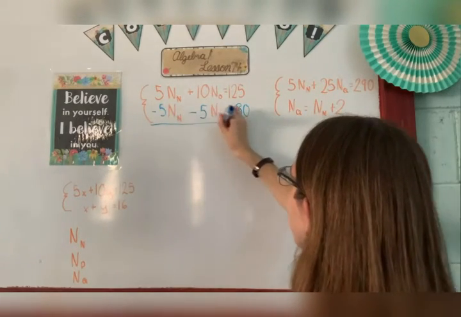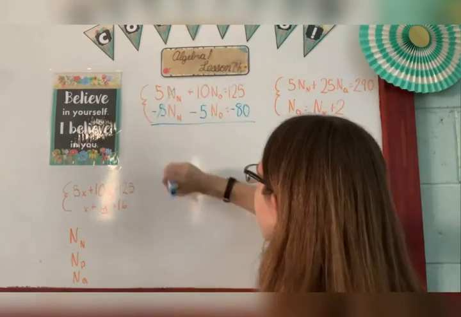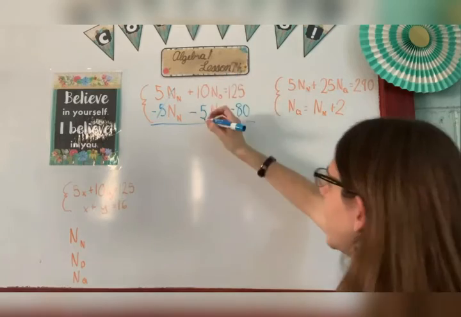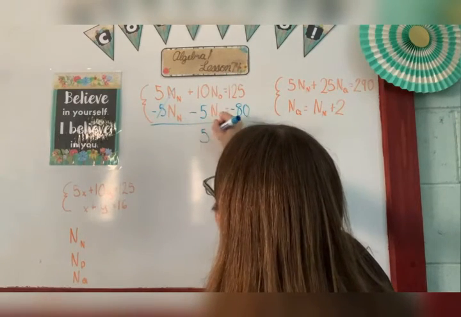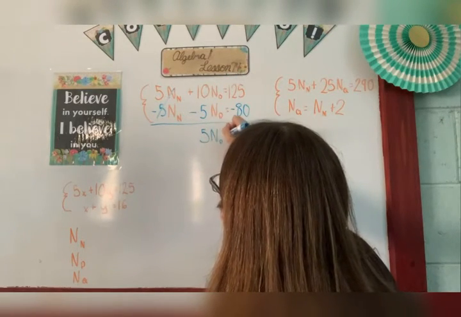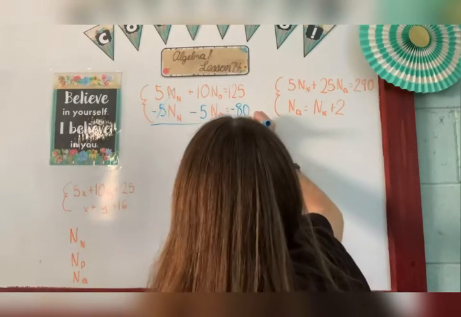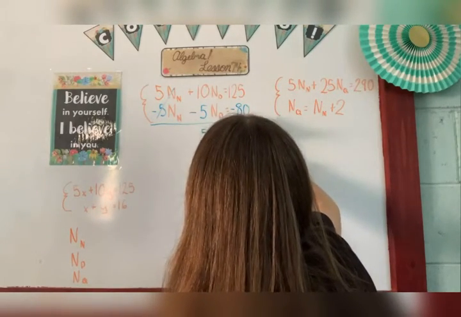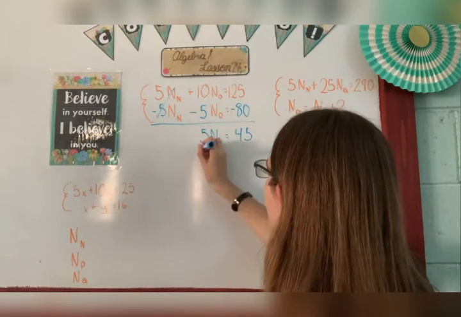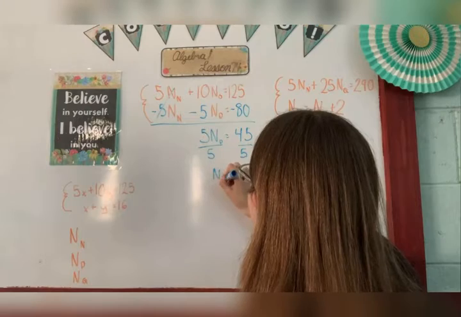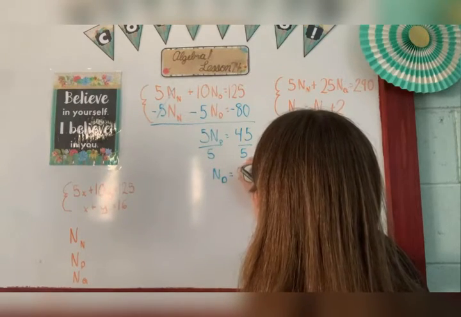I add those things together. This part cancels out because 5 minus 5 is 0, so 0 n_n is 0. 10 minus 5 would be a 5 n_d. 125 minus 80, because I'm adding a -80, would be 45. Divide both sides by 5, and I get that n_d is equal to 9.